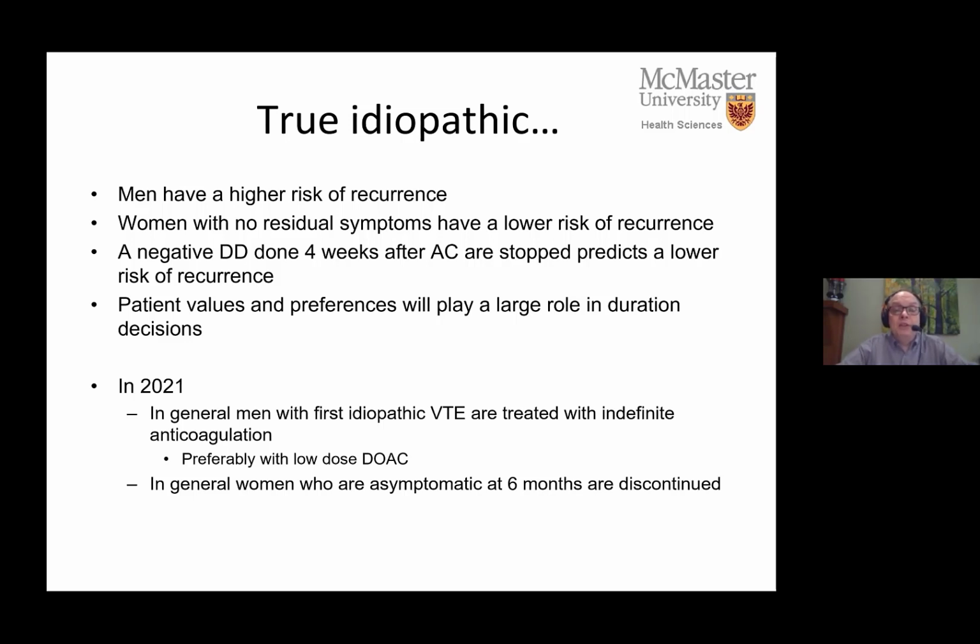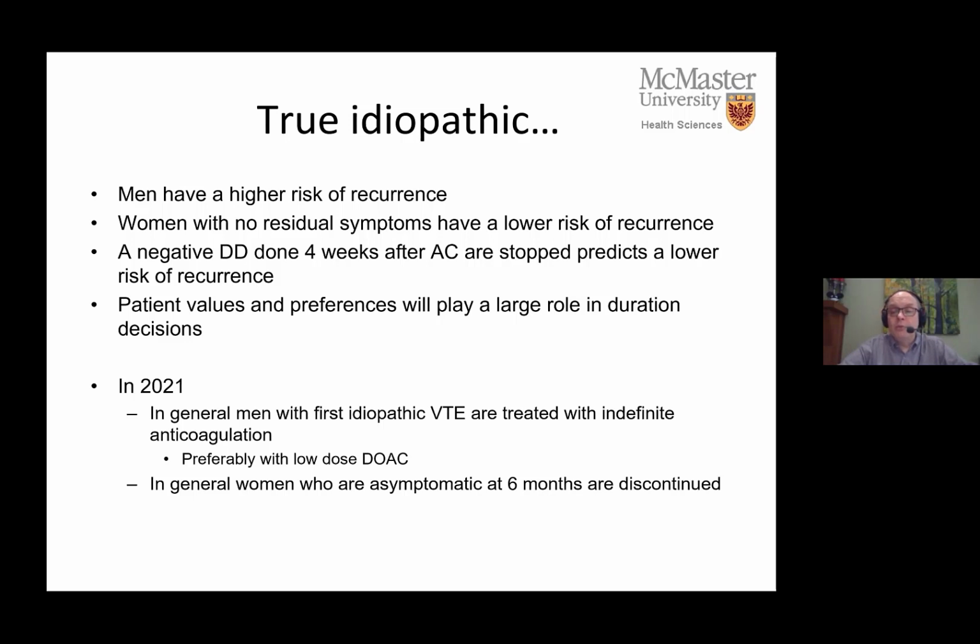A negative D-dimer done at 4 weeks after anticoagulation is stopped is also helpful. If a patient stops, you bring them back at 4 weeks, their D-dimer is negative. That predicts a long-term low risk of recurrence, and that's a helpful finding. If their D-dimer is positive, you might consider re-anticoagulating them. Patient values and preferences are always going to play an important role in this.